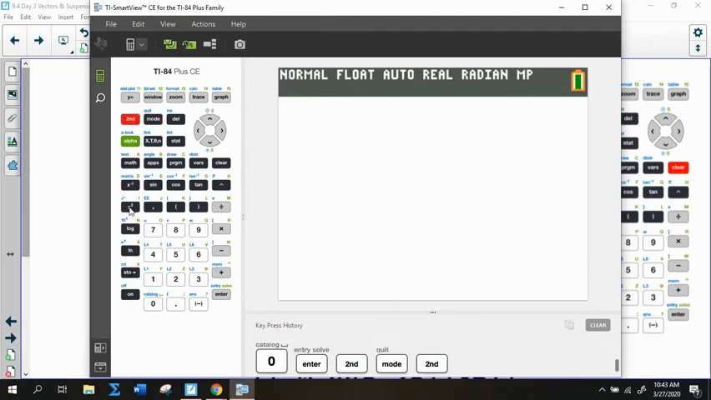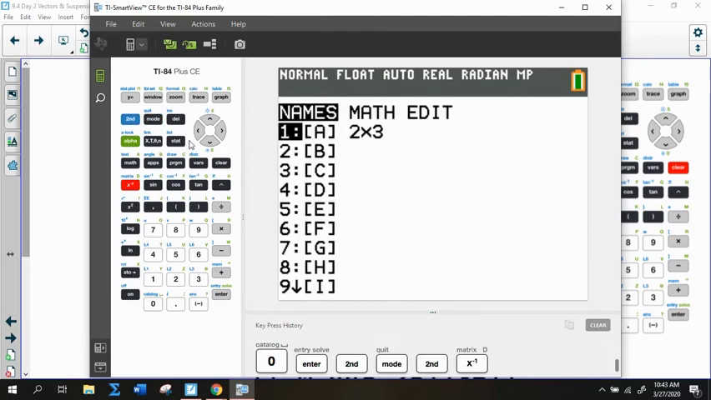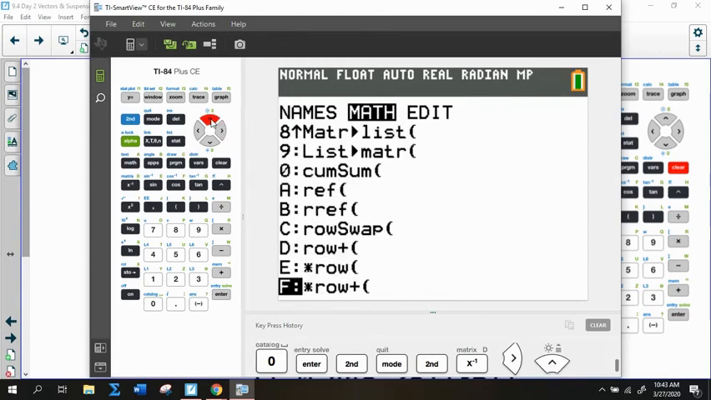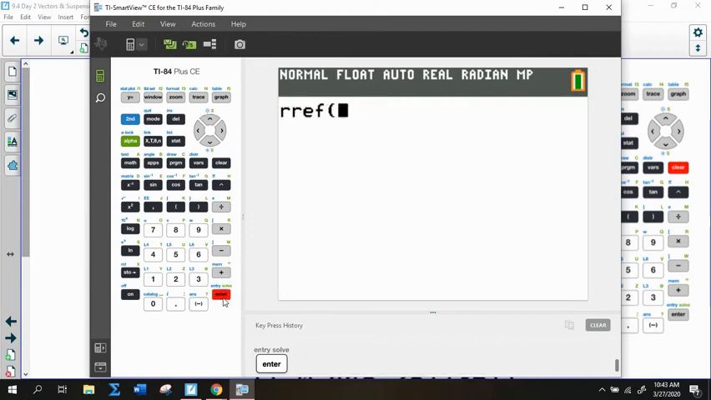Then go back in. So second matrix again, but now you're going to do matrix math as opposed to editing. What you want is the RREF, which is almost at the bottom. So I'm actually going to arrow up. It's B. I want RREF. It stands for reduced row echelon form. Doesn't matter if you remember it, I just like to tell you. So it shows up on your home screen.